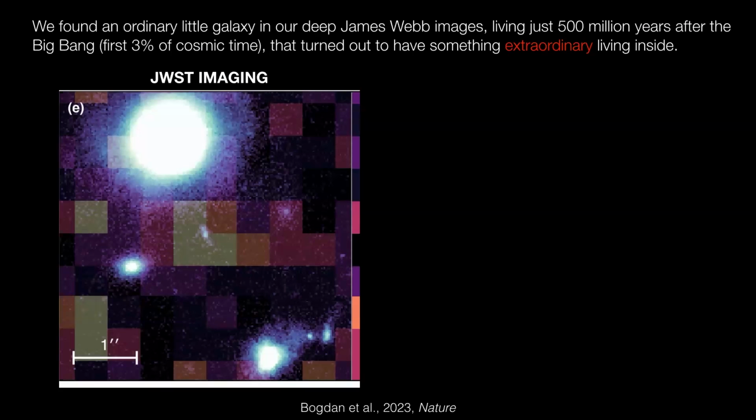So we found this ordinary little galaxy in one of our deep James Webb images. This was living just about 500 million years after the Big Bang. No big deal. This would have been a record setter 10 years ago. But for us, well, we find these things all the time. It's this little tiny object right here. So what made it extraordinary is not the galaxy and not the stars.